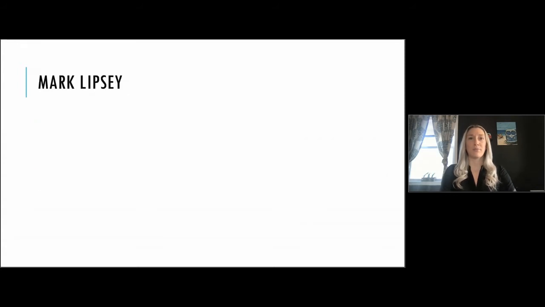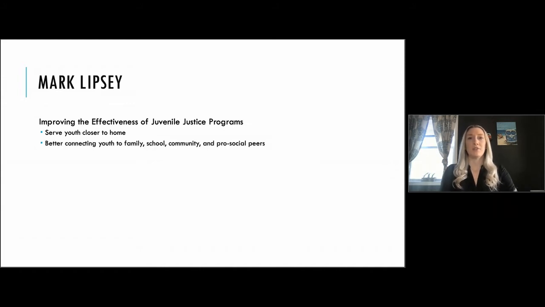So let's first start by talking about Mark Lipsey. Dr. Mark Lipsey, you'll hear his name numerous times throughout this text. He's a pioneer and a well-known researcher of juvenile justice and delinquency. In his Improving the Effectiveness of Juvenile Justice Programs, he surmised that first we need to serve youth closer to home. And you'll see where this comes into play by the end of this lesson. We need to better connect youth to their families, to schools, their communities where they live, and to pro-social peers if we want to reduce delinquency.